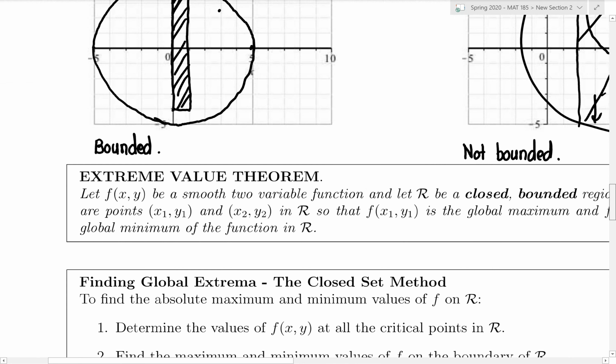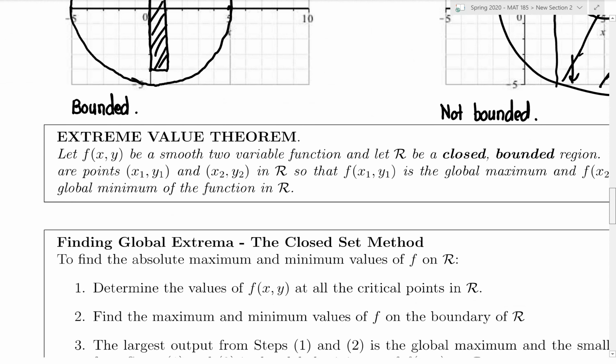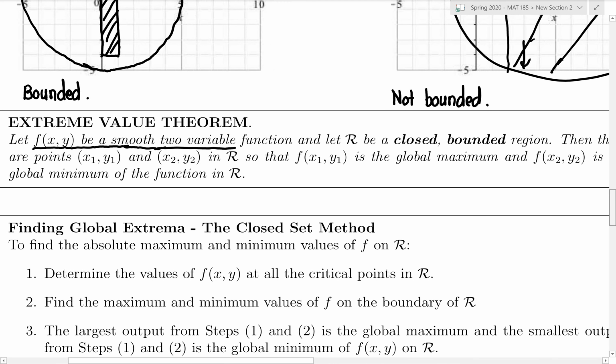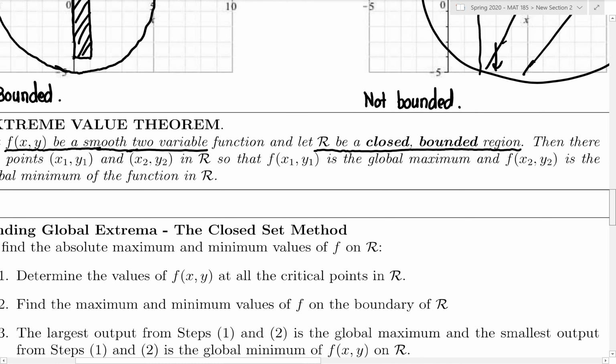So now we know what it means for a region to be closed. We know what it means for a region to be bounded. And this is going to allow us to state the extreme value theorem for a function of two variables. The statement of the extreme value theorem is the following. If we're given a smooth function of two variables, remember smooth means we can take as many derivatives of that function as we want to, everything's nice, and let's say R is a closed and bounded region. So we have a smooth function of two variables and a closed and bounded region.